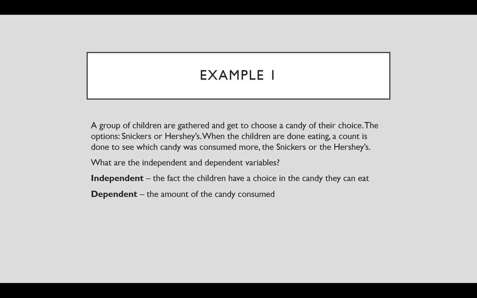But how many were left over? Were there more Hershey's left over, or more Snickers? That is your dependent variable. When you count the amount of candy consumed, you will determine which one was more popular, Snickers or Hershey's. And the result? X is more popular amongst these children. It's not the same with every group of children, but for the children in this specific study, one of those candies is more popular.